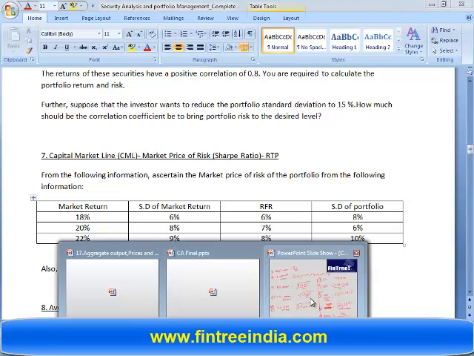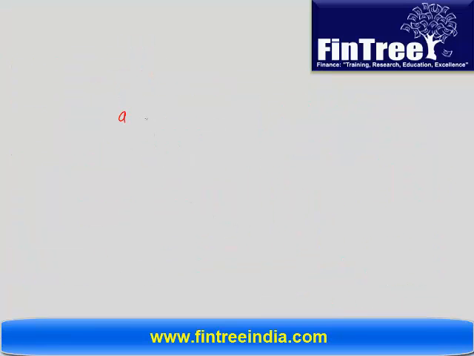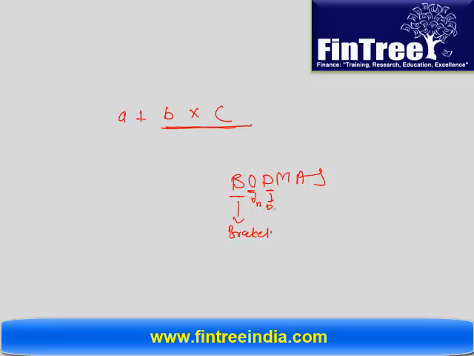Any mathematical equation, if there are no brackets, and it says A plus B into C, then what do you solve first? You first solve for multiplication. So BODMAS. B is for bracket. O stands for operations. Then D is division. M is multiplication. Then addition and then subtraction. So which means if the equation is like this, first you have to solve for this and then you have to solve for this, even if there are no brackets.